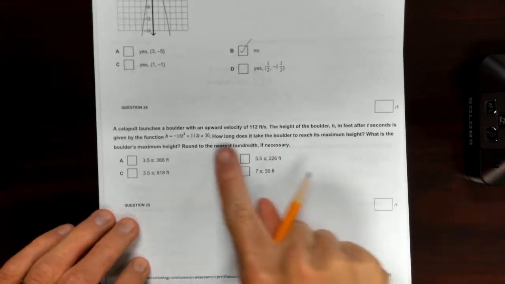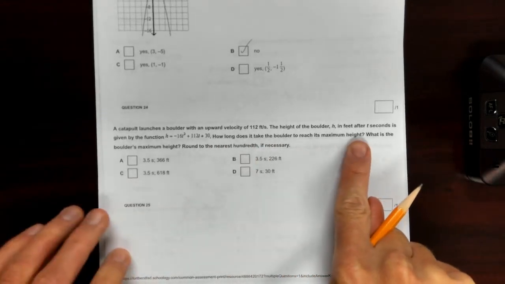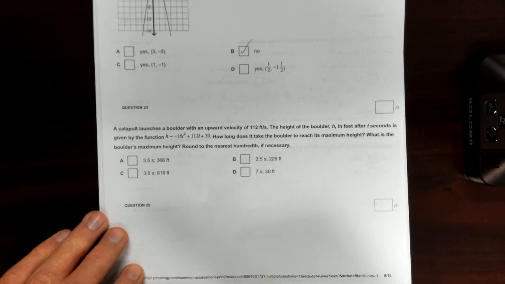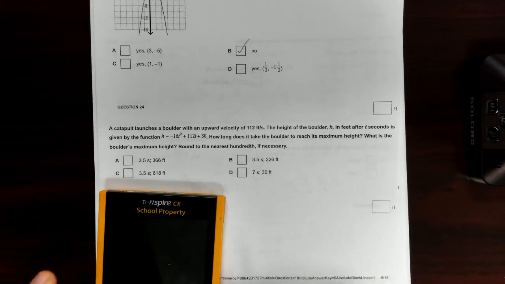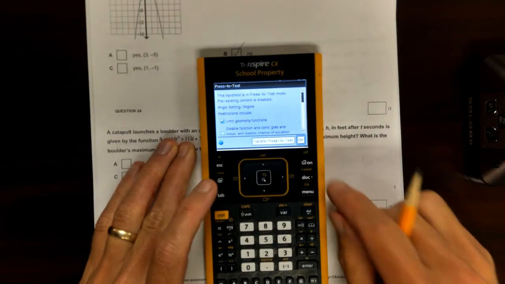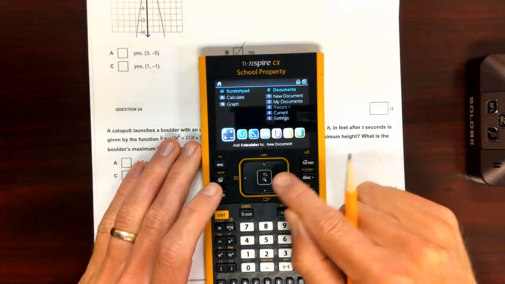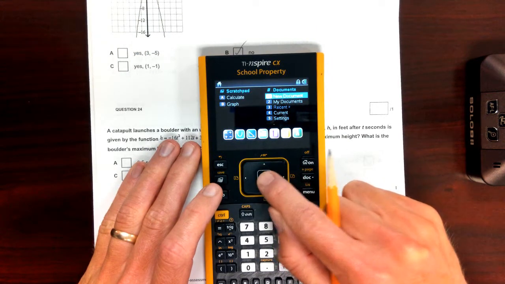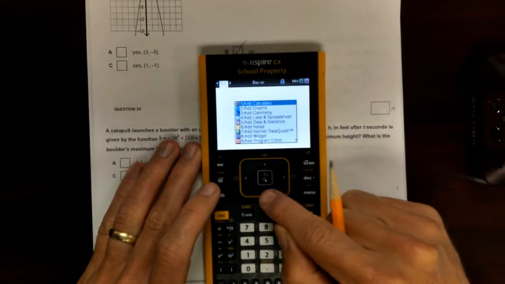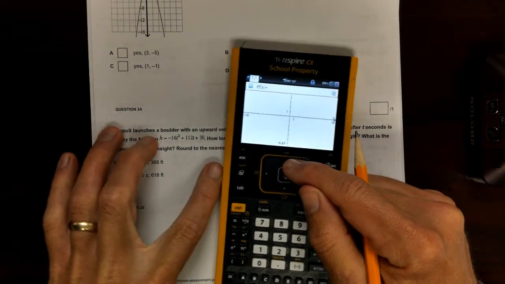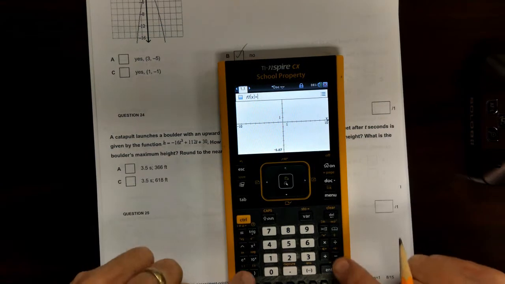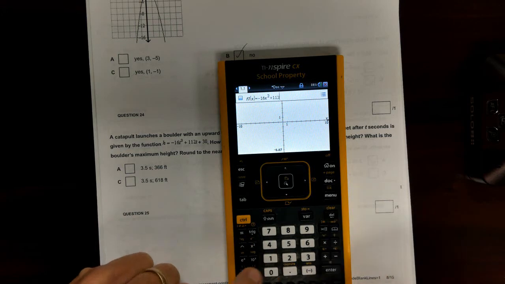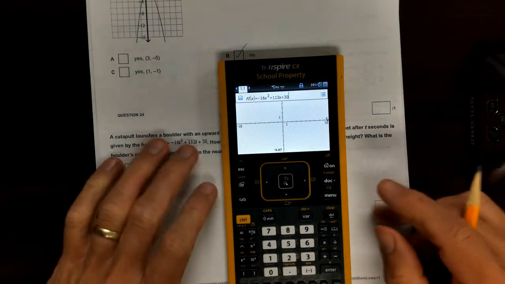Number 24. It says, how long does it take the boulder to reach its maximum height? So we're looking for the vertex. All I'm going to do is plug this in my calculator. So let's open up a new document. We're going to go to add graph. We're going to insert this equation, which is negative 16 x squared plus 112x plus 30.